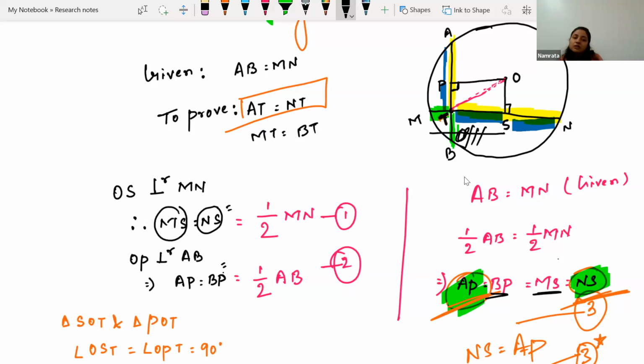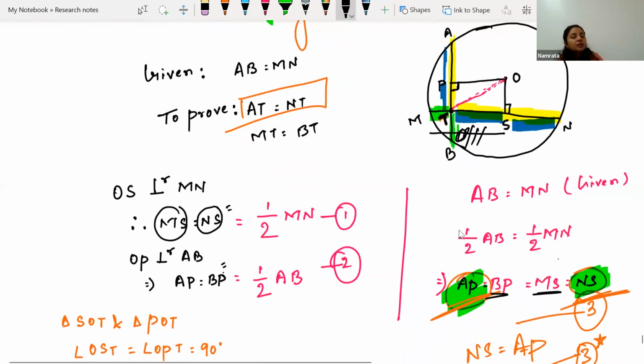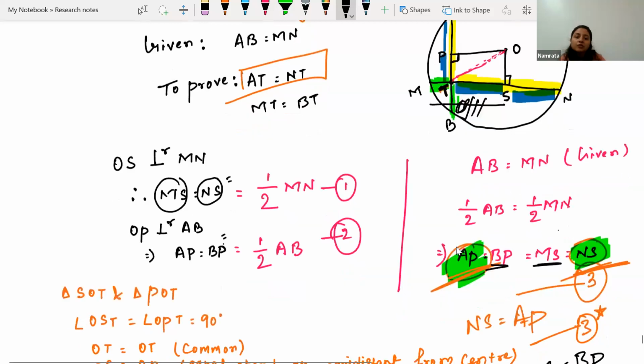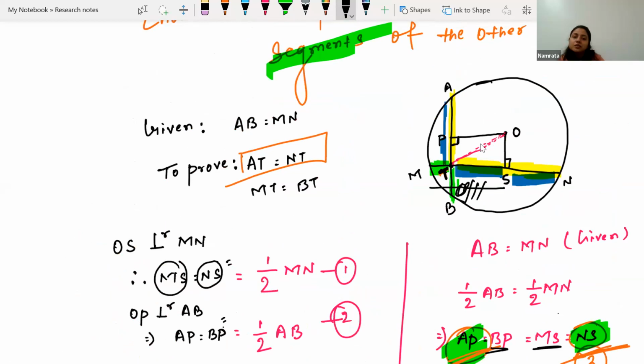What I have done here first thing first, we have dropped a perpendicular and then we are getting the middle point of the chord. That's what we have written. Then we have written that AB and MN chord are of equal length. Then half of AB, half of MN will be equal, and then from equation 1 and 2 we are getting the cases over. Okay, now we are doing one construction over here.